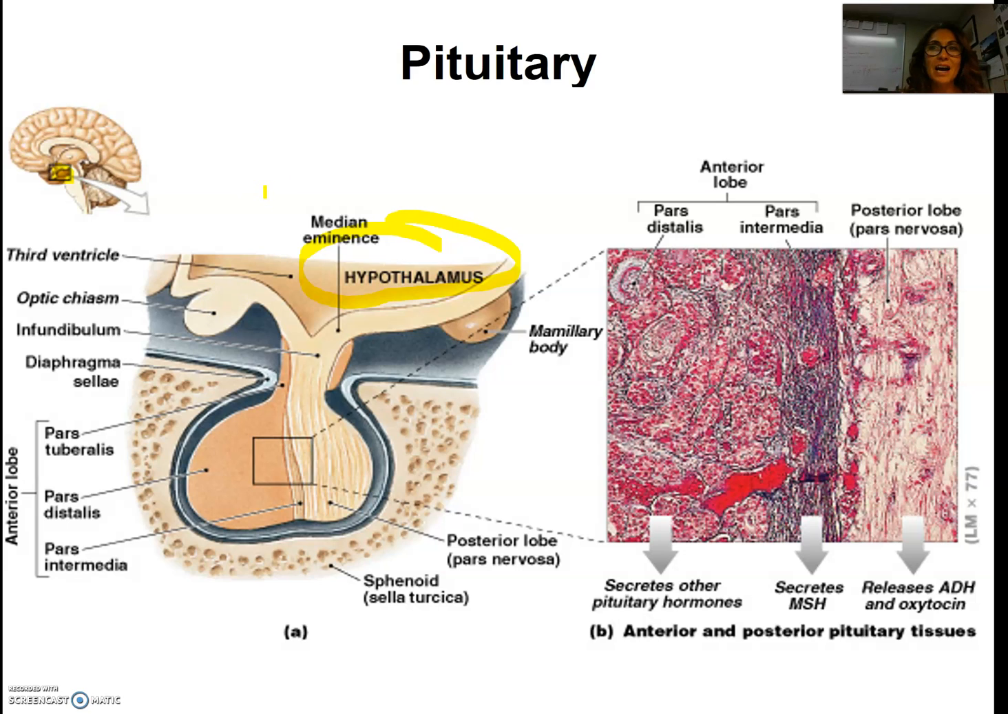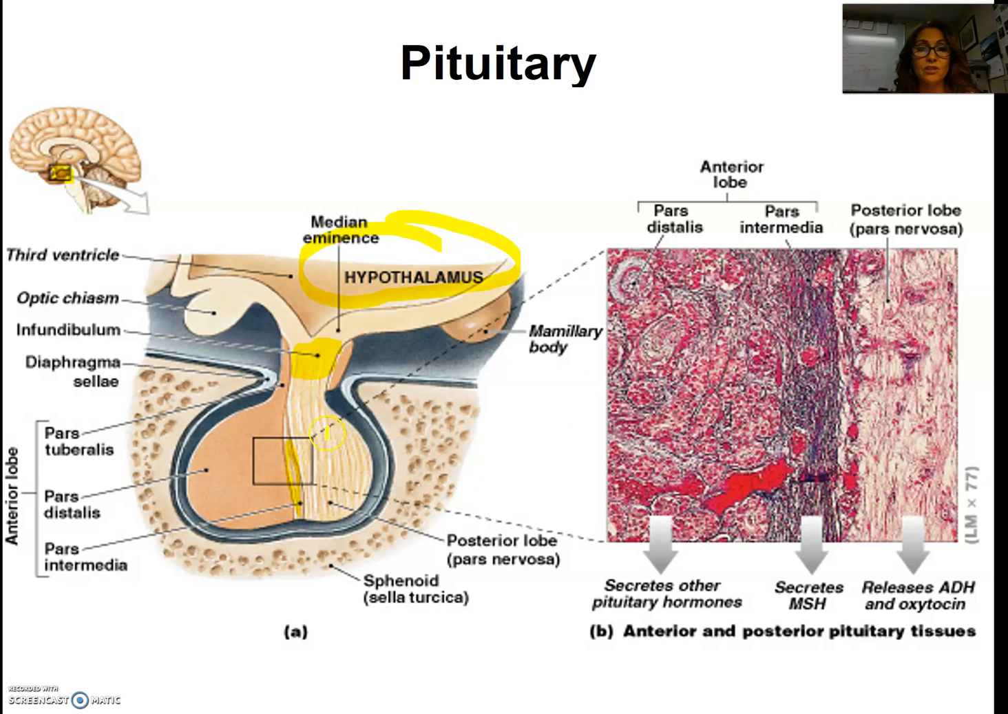Try to remember there. The third ventricle is up on top, and you'll see right here, this is the infundibulum, this region right here. The infundibulum is this stalk that connects the anterior and posterior lobes of the pituitary to the hypothalamus. So the anterior lobe is made up of the pars tubularis, pars distalis, and pars intermedia right here. These are the different groups of cells that are going to be producing different types of hormones that will be secreted into the bloodstream.